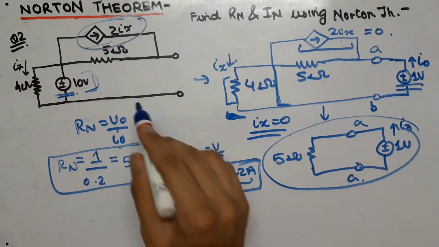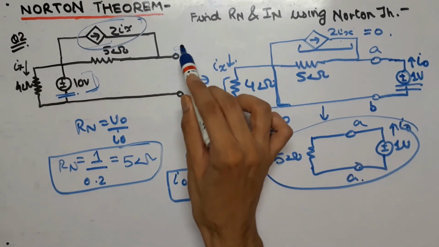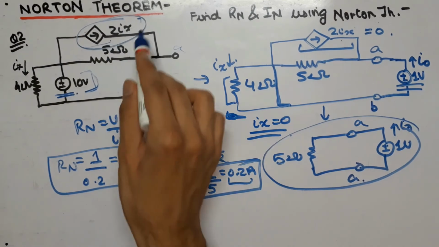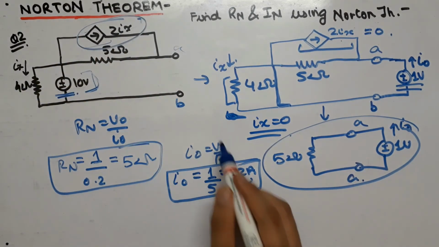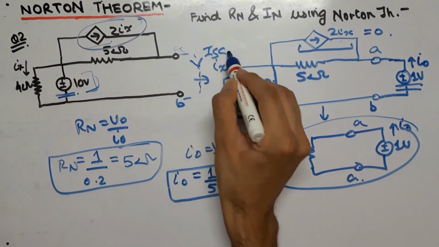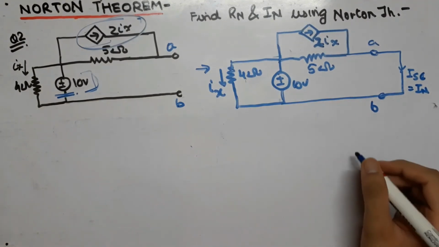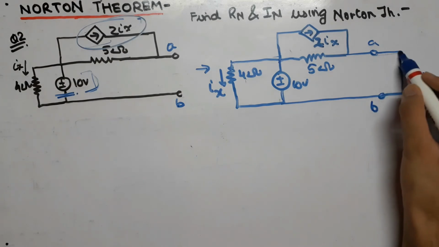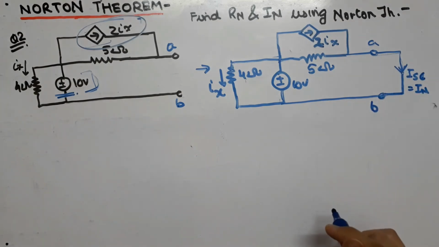Now we will draw an equivalent circuit in order to find In. In that case we will short circuit A and B, but we will leave the circuit as it is. That is, we won't make any changes in the circuit, and we will short circuit this part, that is ISC will flow from here. So now we will draw the ISC equivalent circuit. Now we have drawn the equivalent circuit for ISC. As you can see, we have short circuited the A and B terminals in order to find IN or ISC.